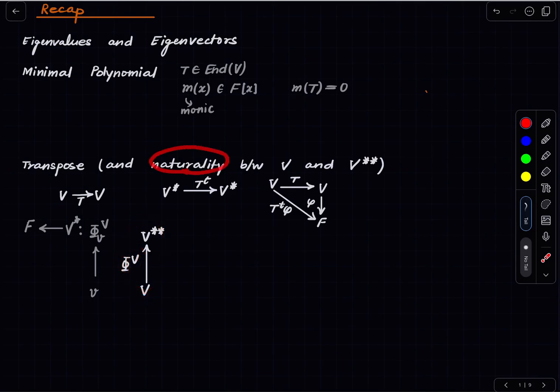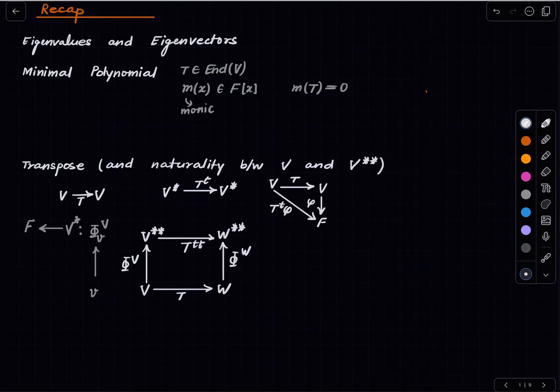Now what is the naturality? So if we are given an endomorphism between two vector spaces, then the following diagram commutes, where the one here is just the transpose of T. So what this says is that essentially this map and that map are the same under these identifications. We looked at this in detail. All right, so let us proceed.